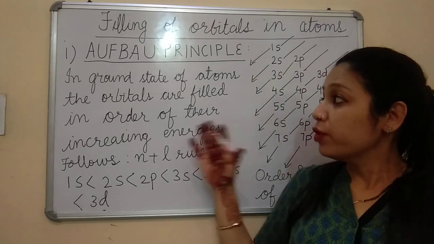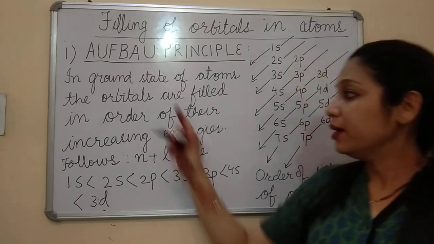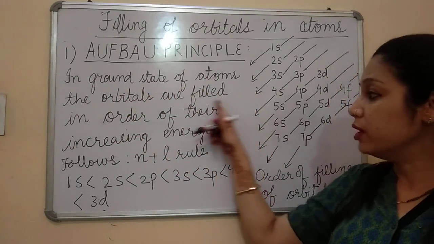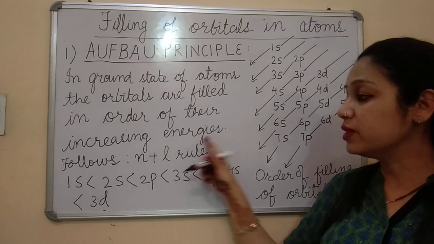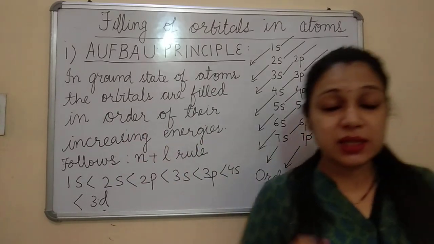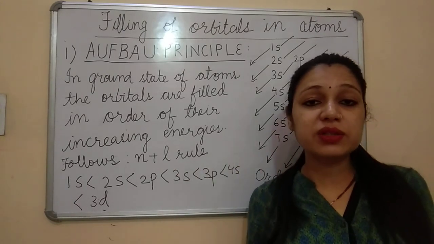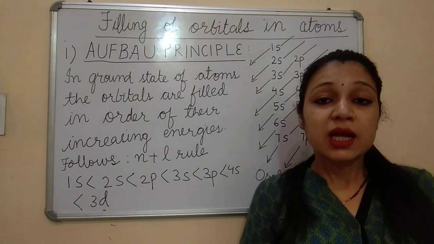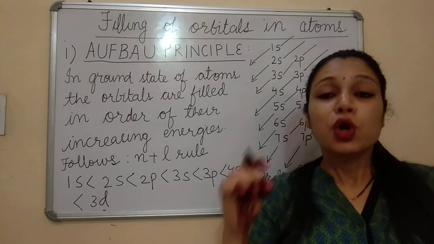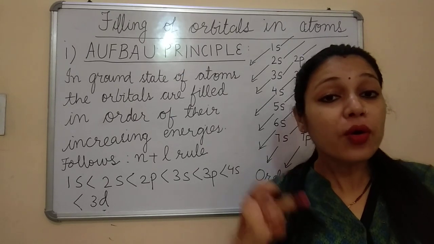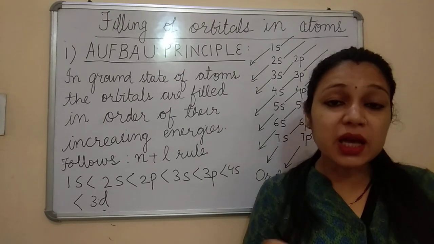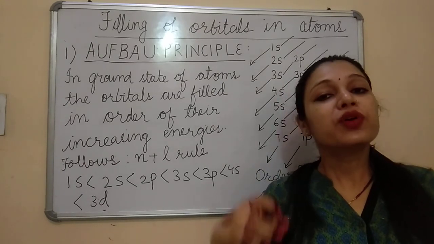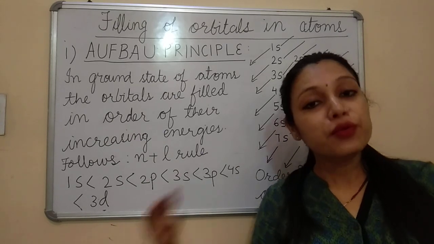So, first one, Aufbau principle states that in ground state of atoms, the orbitals are filled in order of their increasing energies. What does it mean? It means that the orbital which is having lower energy is being filled first, and then the orbital with higher energy will be filled.